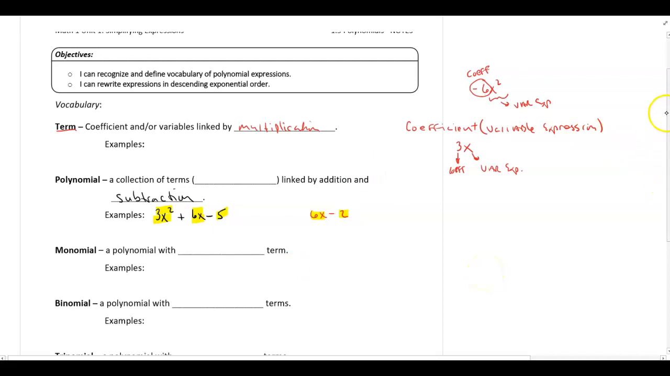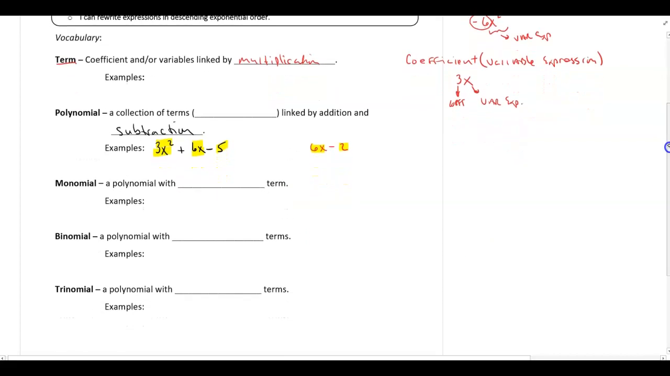Now, here's the thing. In math, we have 3 common polynomials we come across, with a certain number of terms each time. And we have specific names for them. So any polynomial with just one term would be considered a monomial. So a monomial is a polynomial with one term. So 6x would be a monomial. 8x would be a monomial. Negative 4 would be an example of a monomial. Each of these polynomials has one term and one term only.